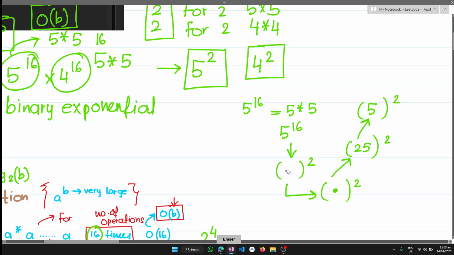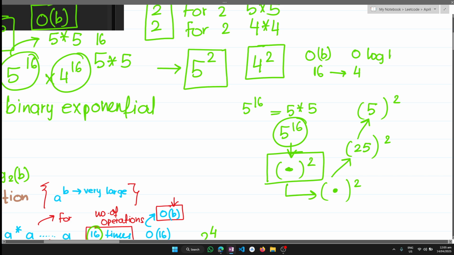Then this goes over here. This basically lets you know what 5 to the power 16 is going to be. So rather than 16 operations, all you did were 4 operations. So you're going from O of B to O of log B, isn't it? So you're going from a linear time complexity to a logarithmic time complexity, and it's a very exponential gain.